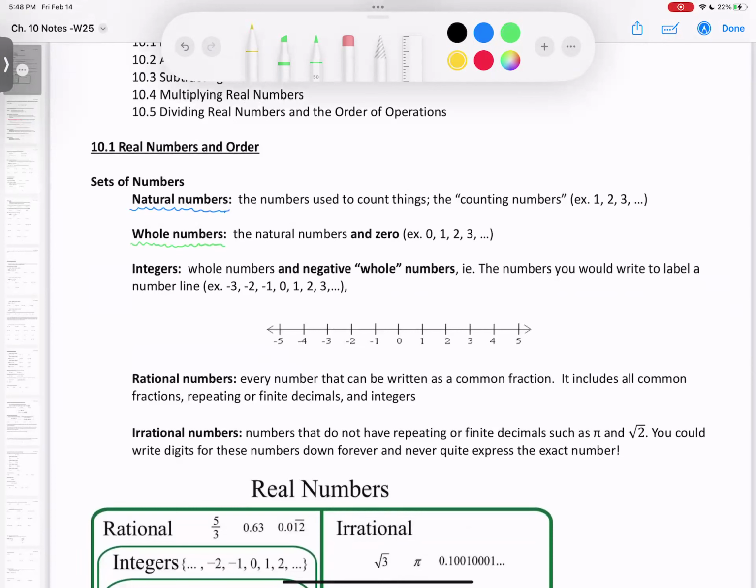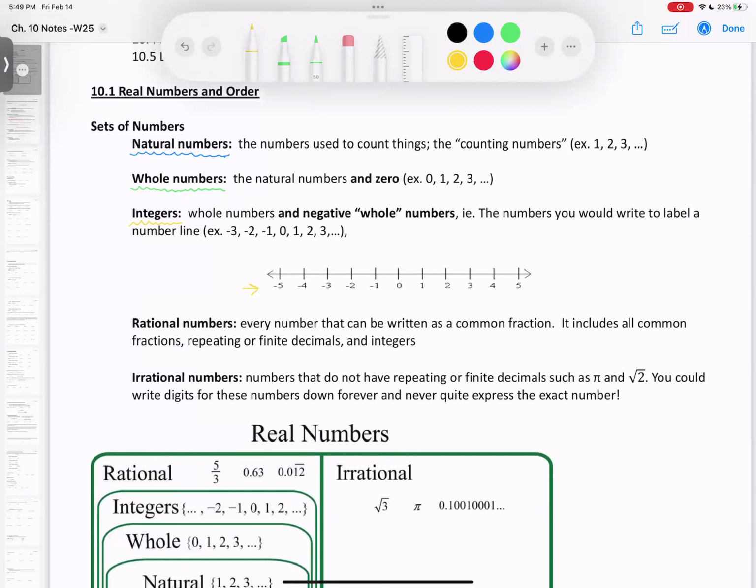Integers are an even larger set of numbers that include all of the whole numbers, plus, if you will, the negative whole numbers. So, for example, -1, -2, -3. So they're like whole numbers. They're 1, 2, 3. They're not like 1.5, but they can also be negative. You can think of the numbers that you would use if you were going to label a number line, like -5, -4, and so on. Note 0 is included here, right? Because it's a whole number. And then all of the positive integers as well: 1, 2, 3, 4, and so on.